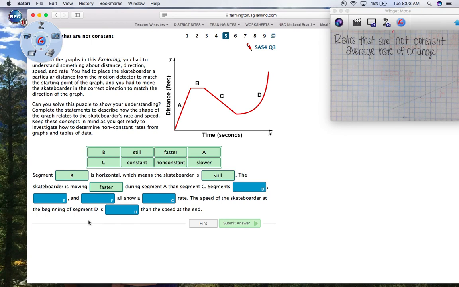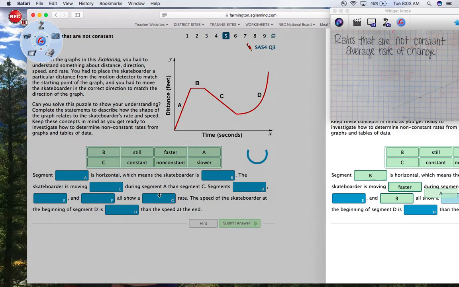Now, segments blank, blank, and blank all show a blank rate. So what do you notice about any of them? There's 3 of them that have something the same, and then one of them that's different. Well, the only one that's different is D because it curves. So then it would be segment A, B, and C.